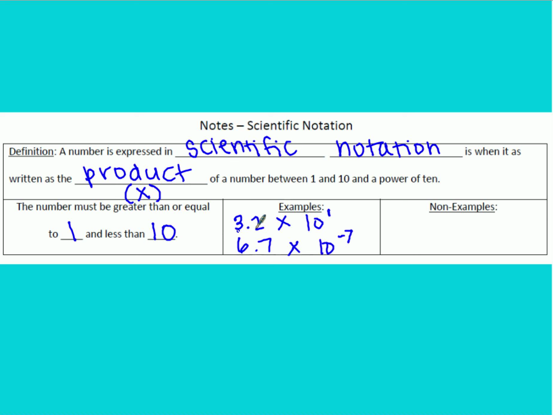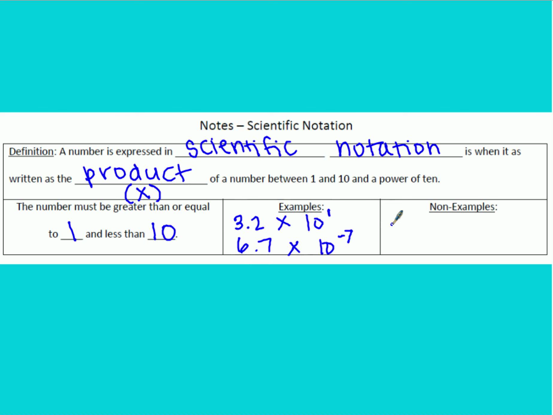So notice we have that number at the beginning, like here we have 3.2. That's greater than or equal to 1 and less than 10. We're multiplying times a power of 10, and in this case it was a positive power of 10. We could also have the 6.7, it's between 1 and 10, and we're multiplying it by a power of 10. This time it was a negative power of 10. So both of those are good examples.